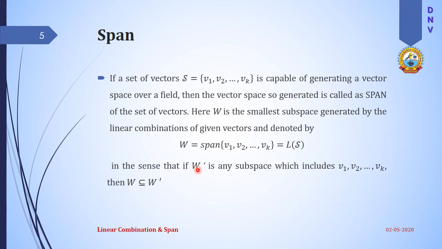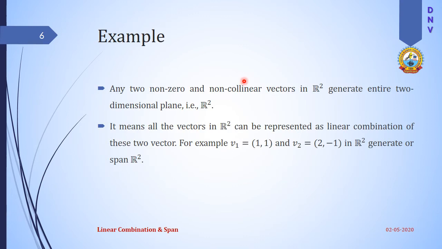In the sense that if we have another set W dash, then we call it a superset of this set W if it includes all these vectors. On the other hand, if W dash is any subspace which includes these vectors, then this W which we have defined earlier is a subset of this new set W dash. So with this we can say that W is the smallest possible subspace generated by these vectors. We will be taking up the concept of span in the next slides.